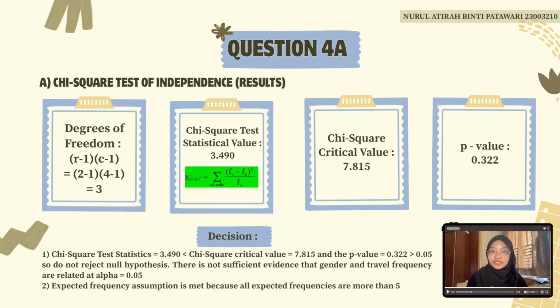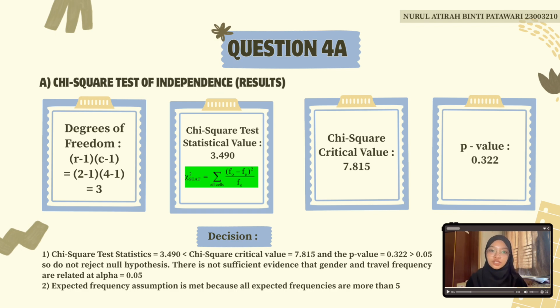So after performing the chi-square test of independence, I obtained a degrees of freedom of 3. Chi-square test statistic value is 3.490, chi-square critical value 7.815, and lastly, p-value of 0.322. Here, the chi-square test statistic value is 3.490, which is lower than the chi-square critical value of 7.815, and the p-value 0.322 is greater than 0.05.